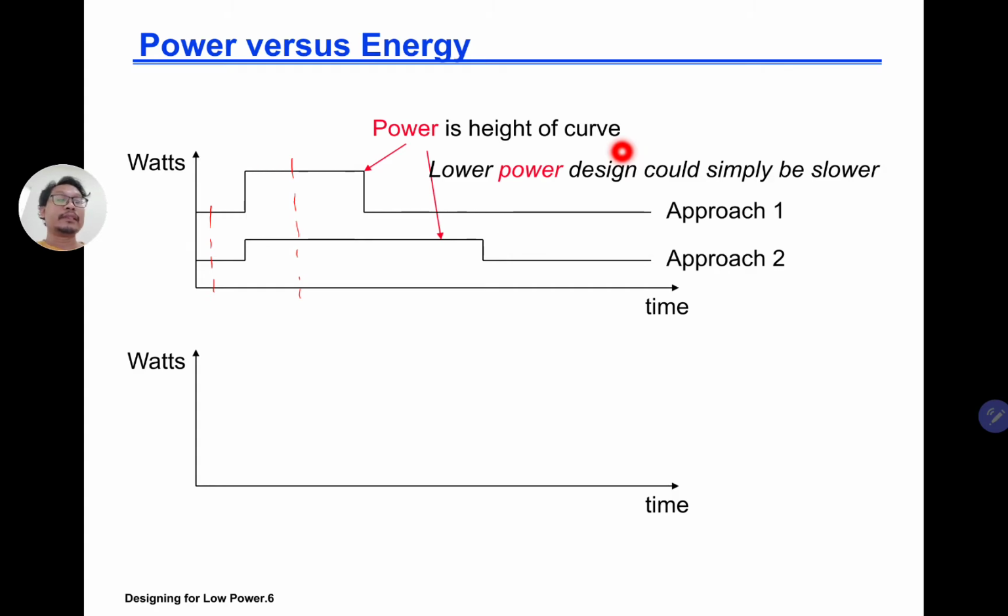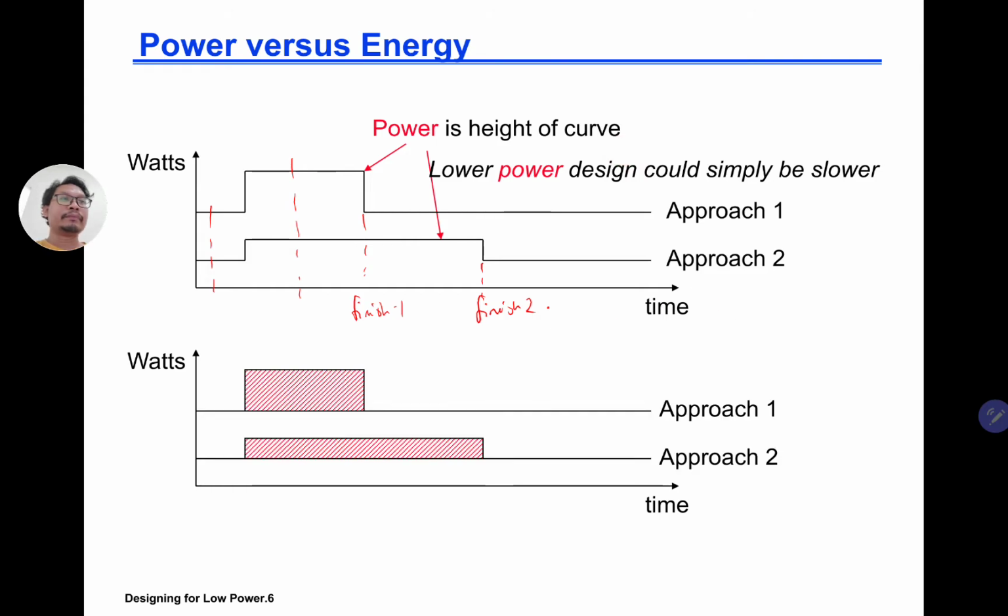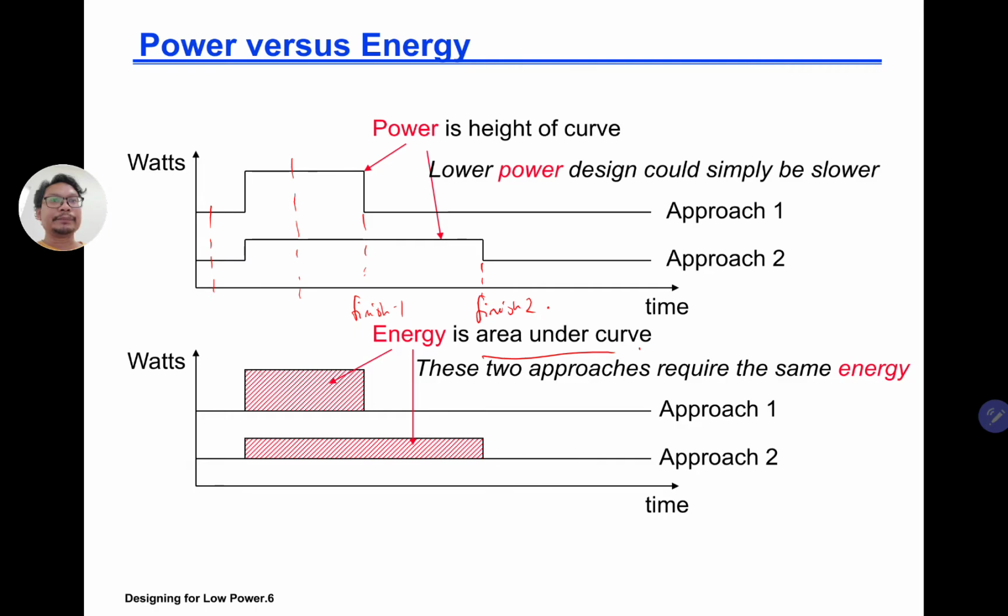To do this particular task, using approach 1 and approach 2, approach 1 will finish faster. Here is finish 1, and here is finish 2. But the amount of energy used is the same. Energy is in fact the area under the curve. You can see the area here is the same as the area down there. So the two approaches require the same amount of energy, just that the first one finished faster but requires high power. Here is your delta P, and here is your delta T, so your energy is in fact delta P times delta T.